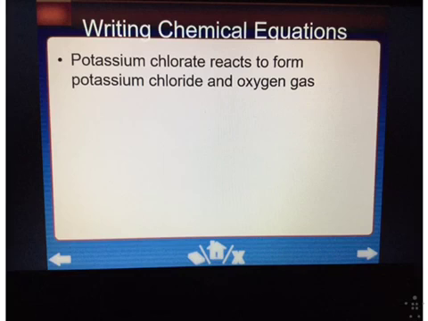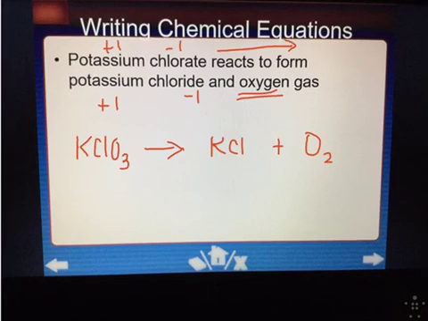Okay, so here is our last example problem. I'm going to give you a little break here to try it on your own, and then I'll show you the answer. Okay, and here you have it. This is what this skeleton equation should look like.